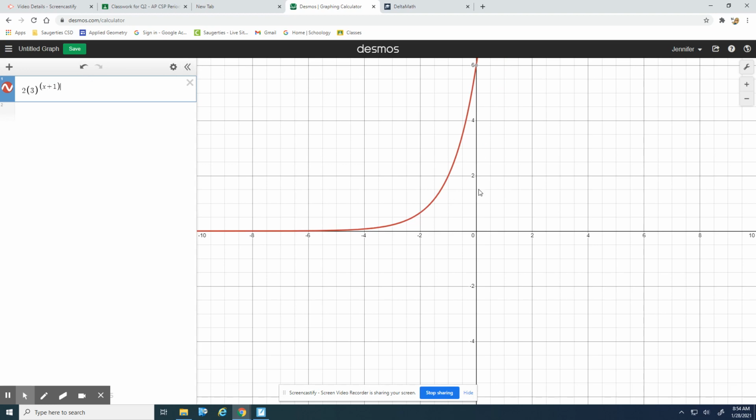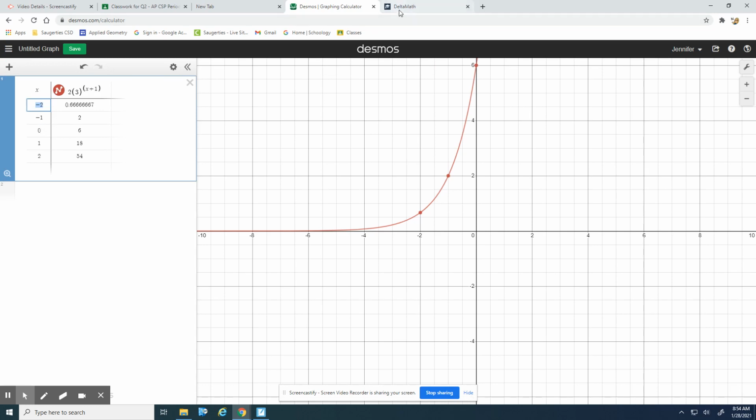So we see our graph. It looks like it's shifted left. It goes up a little more quickly than if we just graphed 3 to the x. So I'm going to go to my table. Points I'll probably graph are -1, 2, and 0, 6.